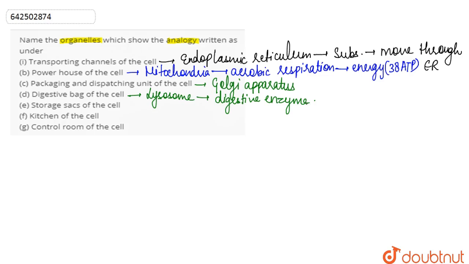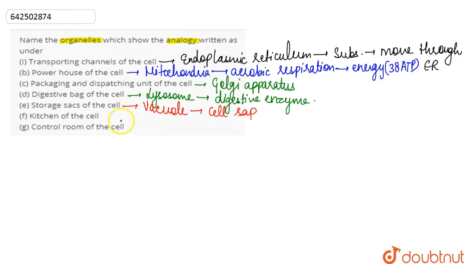Then the storage sac of the cell is basically known as the vacuole, because the vacuole is responsible for storing the cell sap. All the waste material and excessive water is stored in the vacuole of the cell. In plants there is one large central vacuole in the plant cell, whereas in an animal cell there are some 2-3 small vacuoles present.